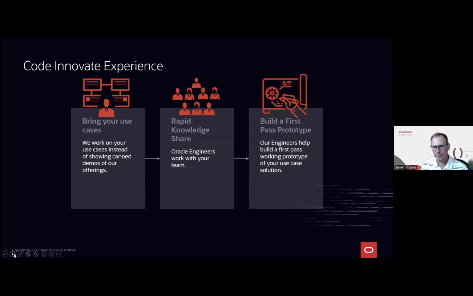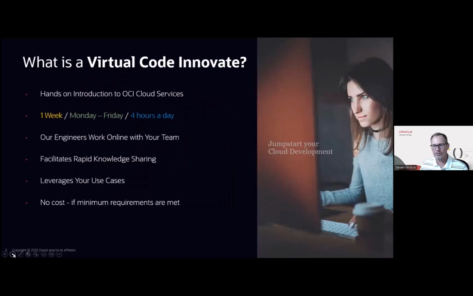At the end of our week, Code Innovate is a week-long experience, 4 hours a day, so that's 20 hours in 1 week. The goal is to have a first pass prototype or a minimum viable product built at the end of that time spent. Simply put, a Code Innovate is a hands-on experience with OCI cloud services.